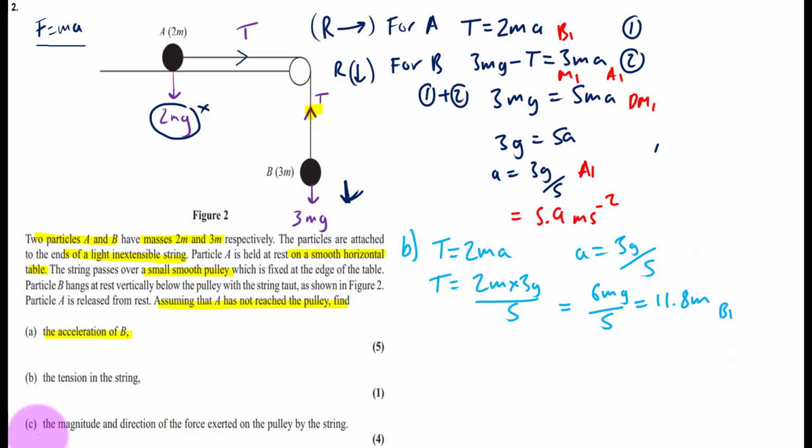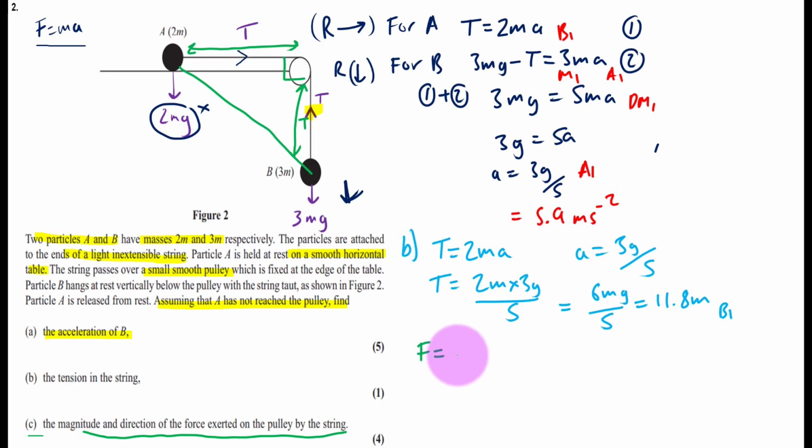Now, part C is asking us to find the magnitude and direction of the force exerted on the pulley by the string. Now, imagine that this is distance. This length here is T. This length here is T. Now, the magnitude, always think Pythagoras, and we have a nice right angle here. So what do we do?